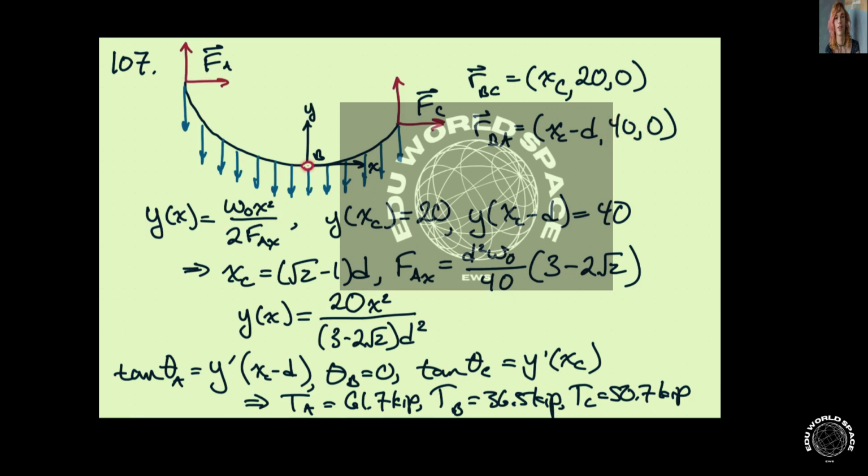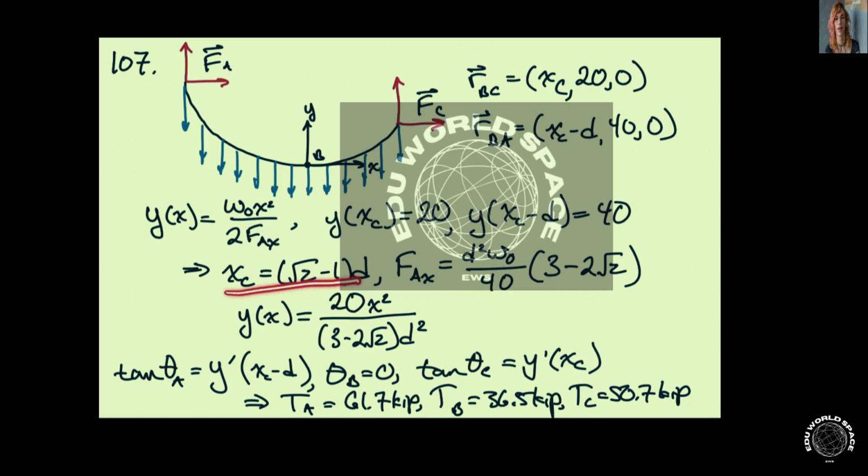We know that the slope is 0 at this point also, so the function that describes this curve is a parabola, and it's w naught x squared all over 2 times the horizontal force. We can say that y at xc is 20, and y at xc minus d is 40. And that would give us an equation to find xc and an equation to find Fax.